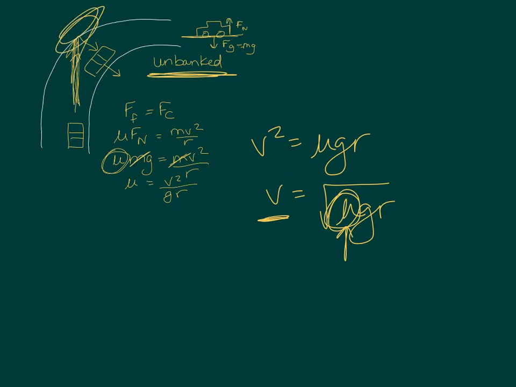So what we do is we bank a turn. We bank a turn so I don't have to rely on friction. Okay, on an unbanked turn, the only way I can make the turn is with friction. Once I bank that turn, now I don't have to rely on friction. So let's see how.